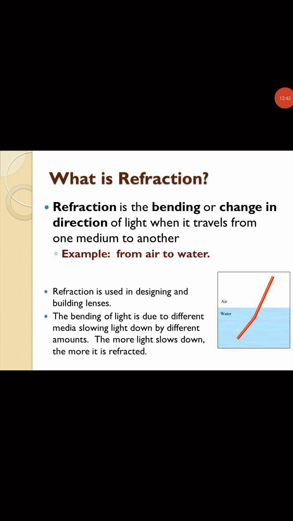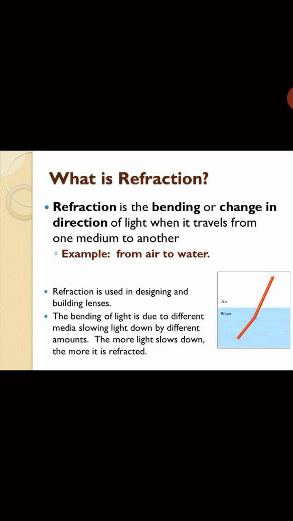Now the major difference between reflection and refraction is that in reflection the light bounces back in the same medium. But in refraction, the light passes from one medium to another medium. Now what do you mean by medium here?